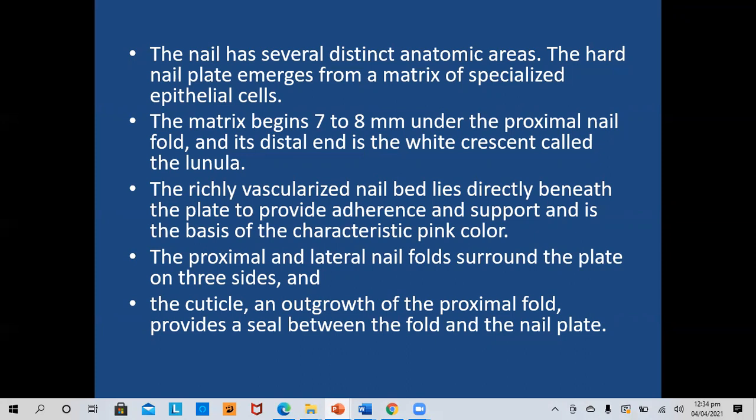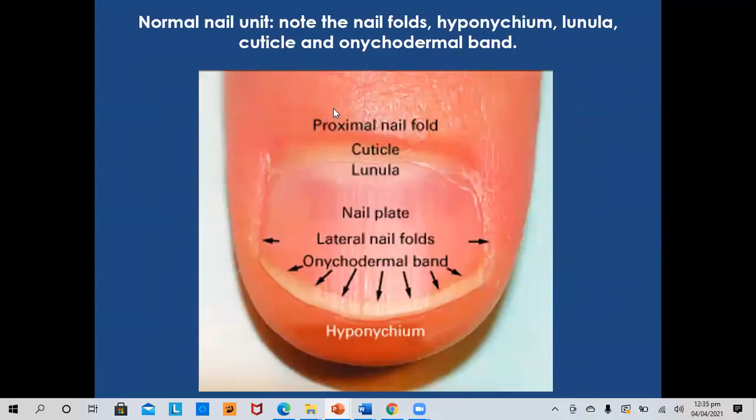The richly vascularized nail bed lies directly beneath the plate and provides adherence and support and is the basis of the characteristic pink color of the nail. The proximal and lateral nail folds surround the plate on 3 sides. The cuticle is an outgrowth of the proximal fold that provides a seal between the fold and the nail plate. So this is the proximal nail fold, this is the cuticle, this is the lunula. Loss of cuticle in patients who use soaps and detergents frequently results in paronychia.